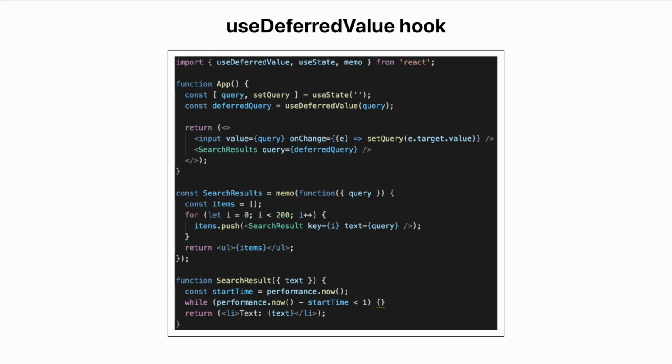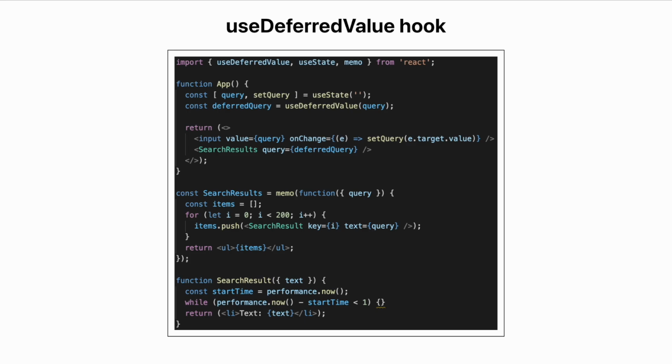Here we have a state variable query and a deferred value deferredQuery. We pass deferredQuery to the SearchResults component. It takes around 200 milliseconds to load the SearchResults component. The SearchResults component is memoized using the memo function. This is done because every time we update the query state variable, the App component will be re-rendered, so its child component SearchResults will also be re-rendered.